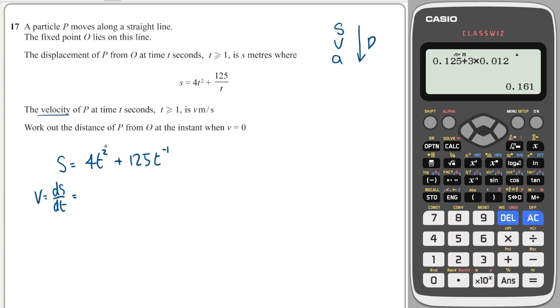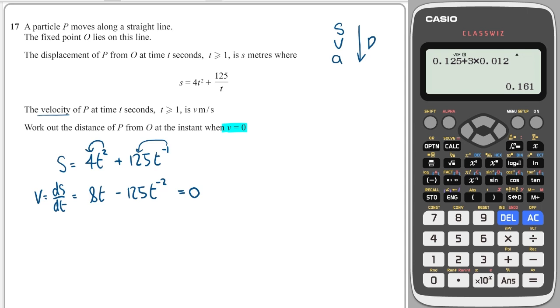When I differentiate, I take the power and multiply it by the coefficient, which is 8, and I drop the power down by 1 to 1. But anything to the power 1 is just itself. And here I take the power and times it by the coefficient, so that's going to give me minus 125, and then I drop the power down by 1 to get minus 2. And I've been asked to analyse the point where the velocity is equal to 0, so I'm going to set that equal to 0.